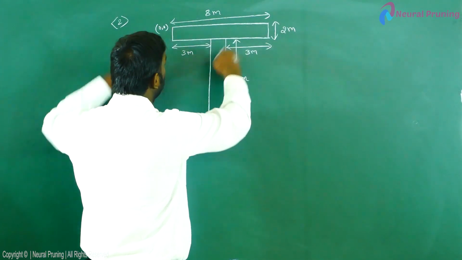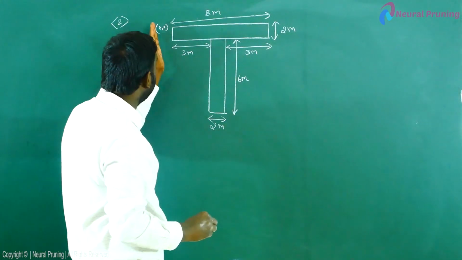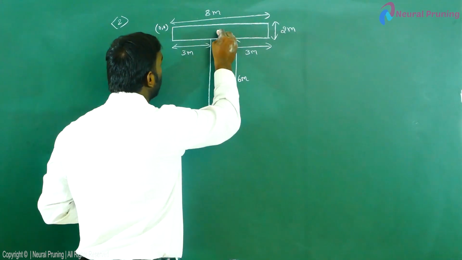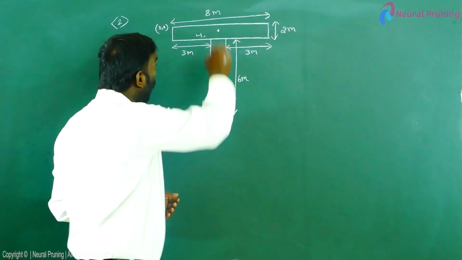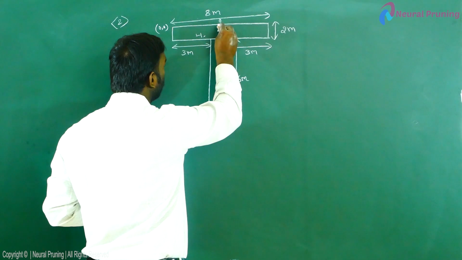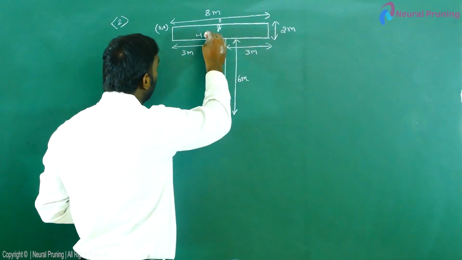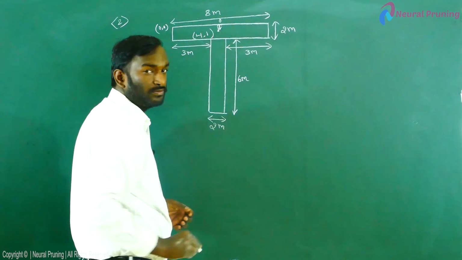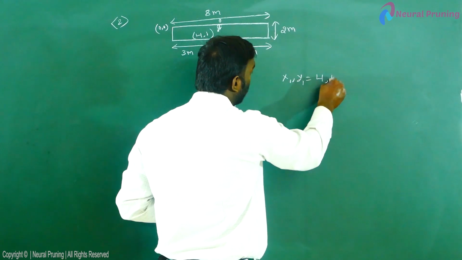In this horizontal sheet, where is the position of center of mass? Along the x-axis it will be at 4 meter. And along the y-axis, if I say this is O, it is 1 meter. So x1, y1 is equal to 4, 1.